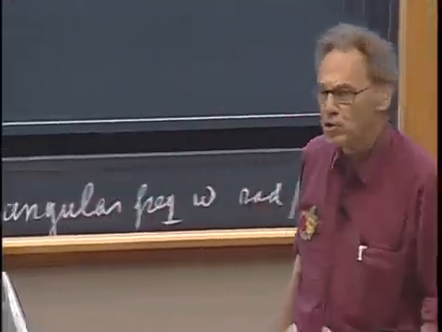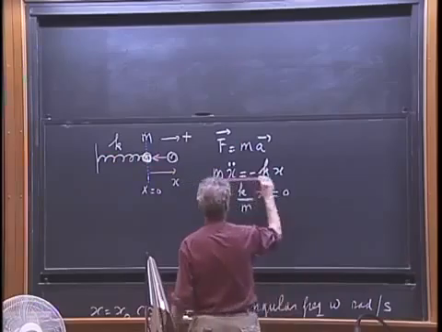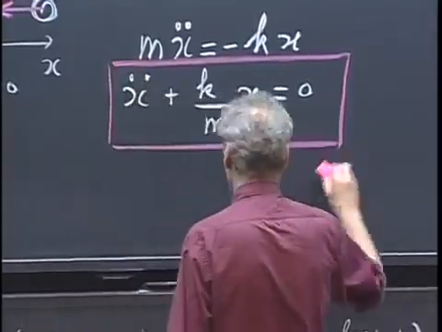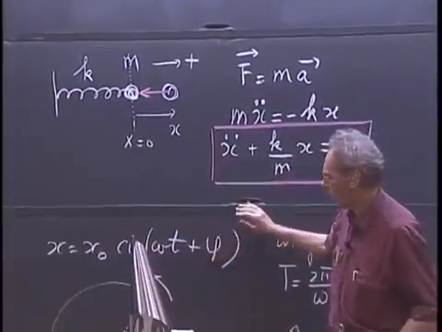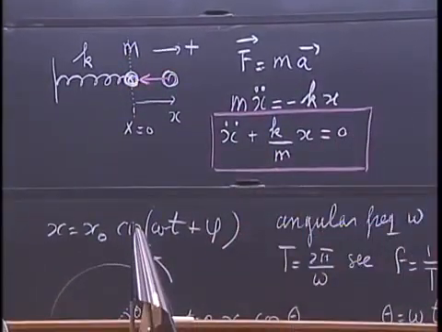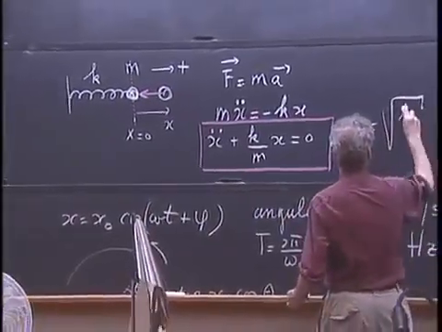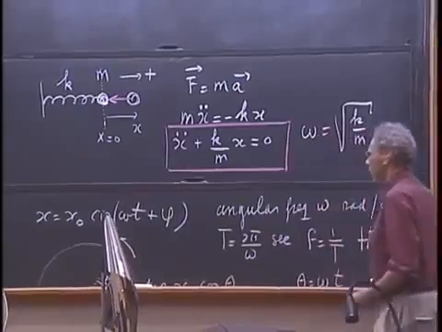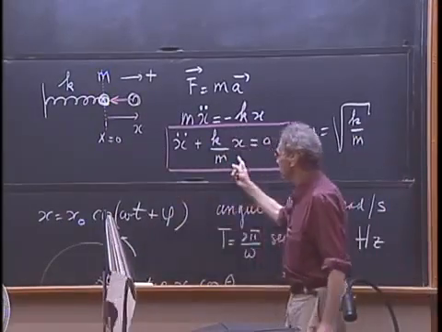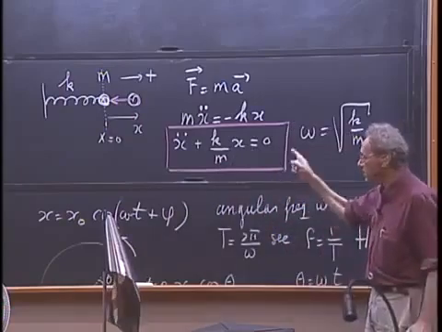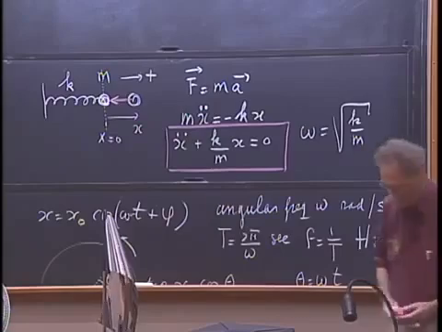And what is the solution to this differential equation? This is a differential equation, x double dot and x. This is the solution. It's a simple harmonic motion, provided that omega is the square root of k over m. So I advise you to take this function, substitute it in here and you will see that out pops, yes, you can satisfy this equation, provided that omega is the square root of k over m.